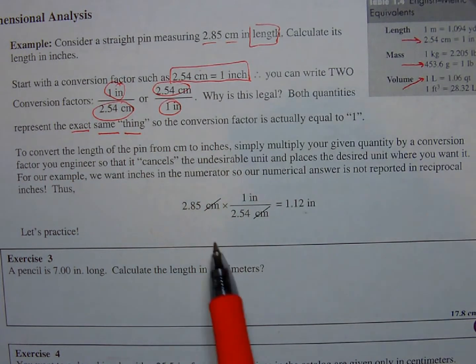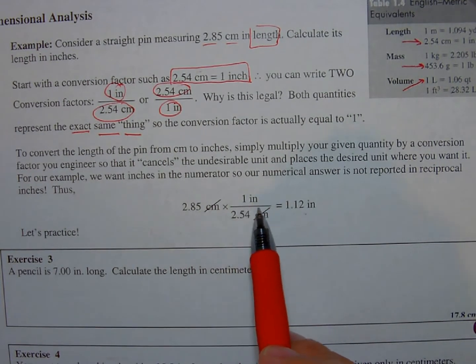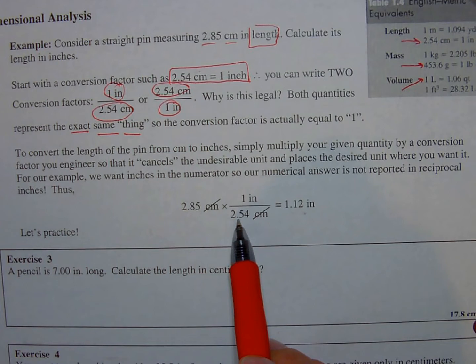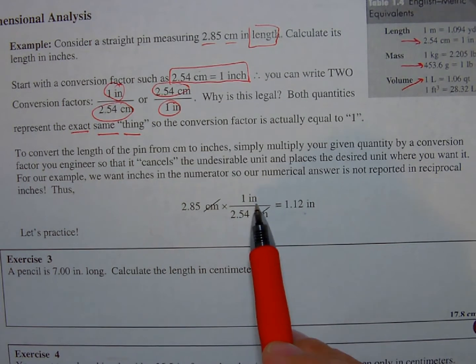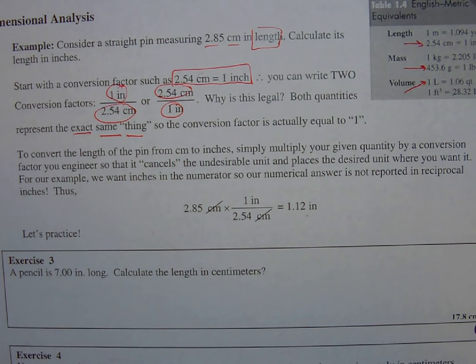So when I use the conversion factor that I'm going to end up using, 1 inch is the same thing as 2.54 centimeters, and so this is something divided by itself. It's kind of like 3 divided by 3. You guys know anything divided by itself is 1.